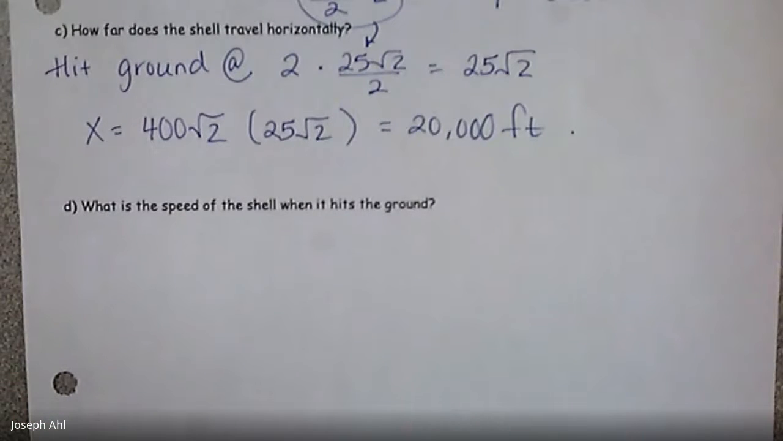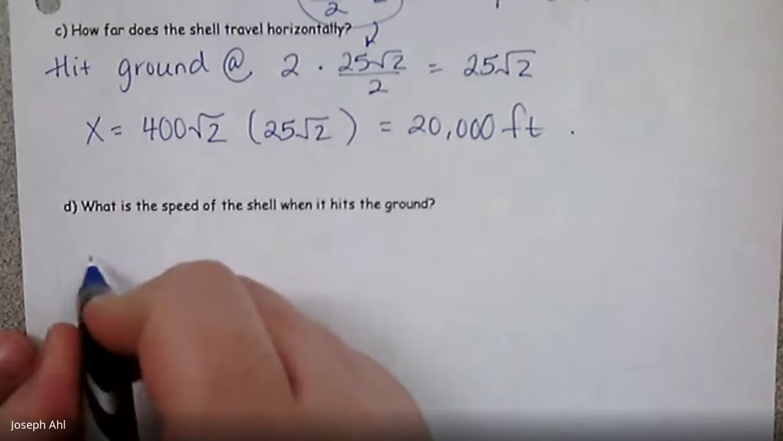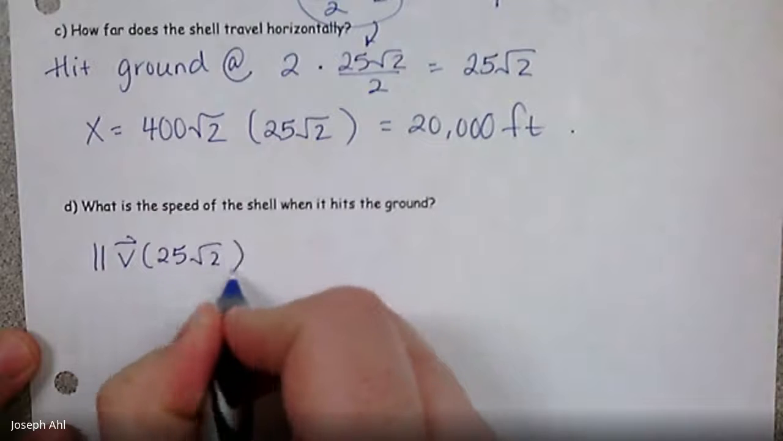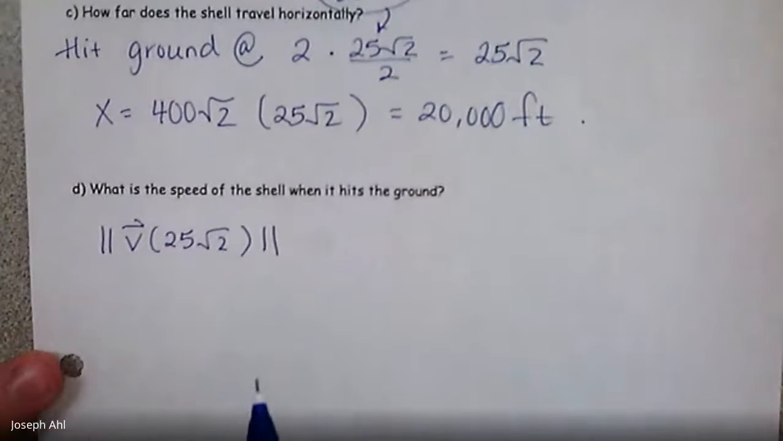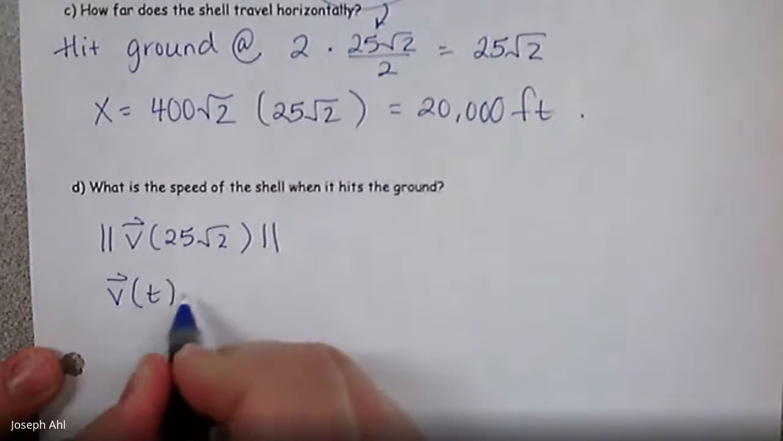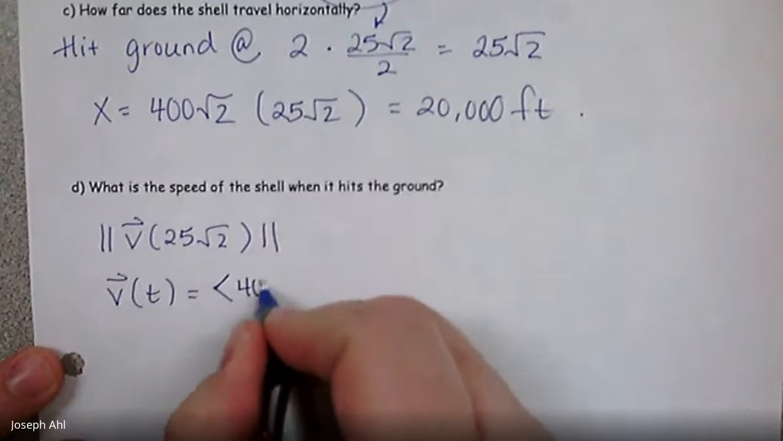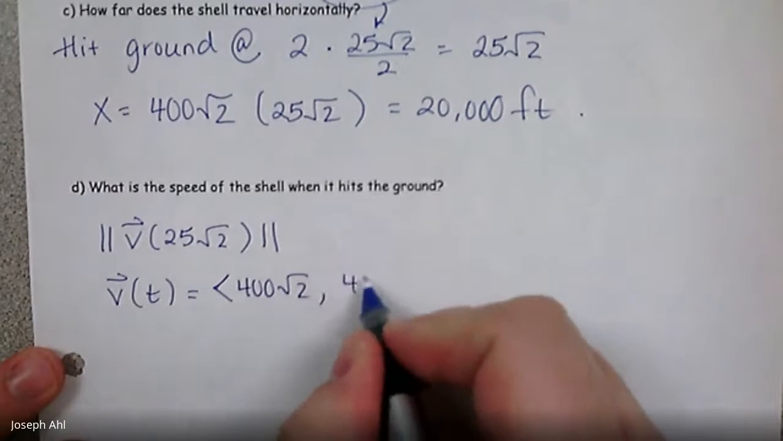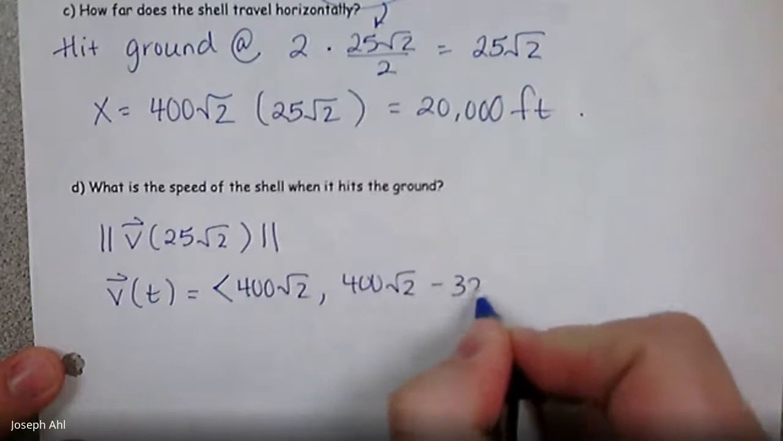And last but not least, what is the speed of the shell when it hits the ground? We know the time when it hits the ground. So to figure out the speed at that time, it's going to be the magnitude of the velocity at 25 radical 2. First and foremost, we have to quickly define the velocity vector. The velocity vector v of t would be 400 radical 2, and we have the y component from part B, 400 radical 2 minus 32t.